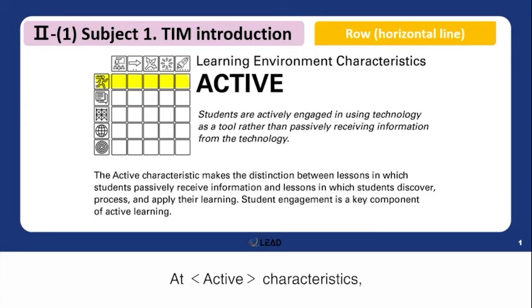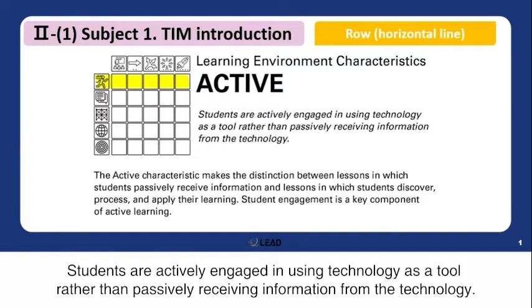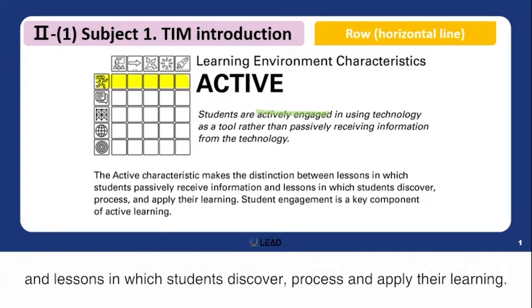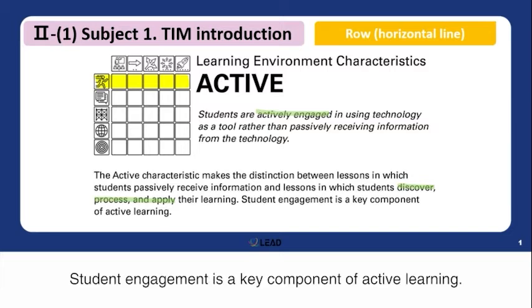Active characteristic. Students are actively engaged in using technology as a tool rather than passively receiving information from the technology. This characteristic makes the distinction between the lessons in which students passively receive information and the lessons in which students discover, process, and apply their learning. Student engagement is a key component of active learning.